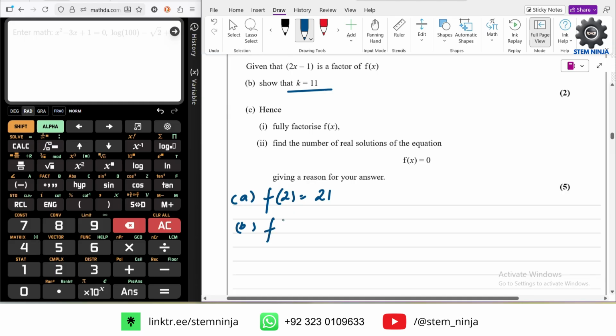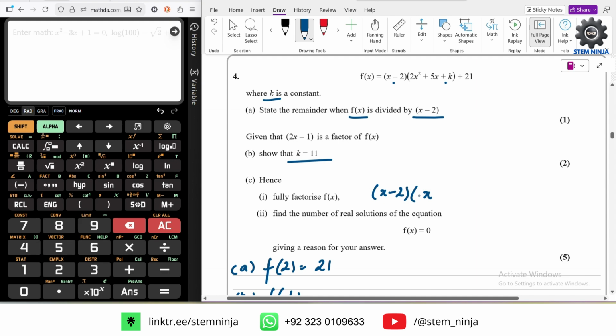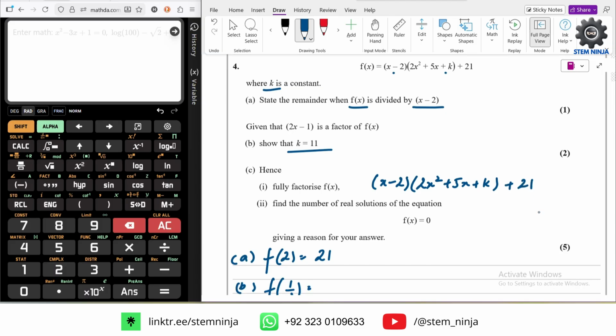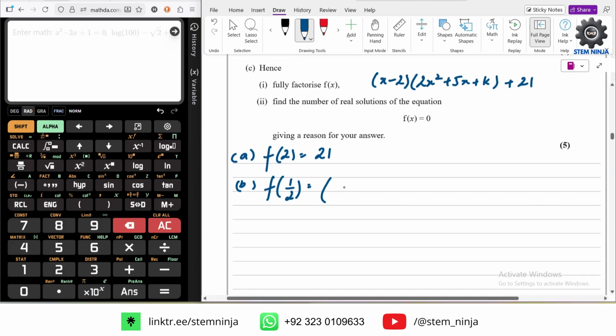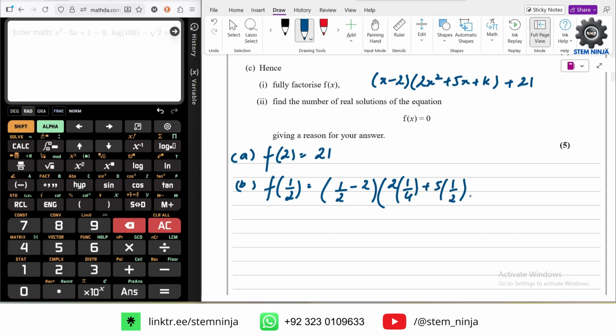So that means when you're doing f of 1 over 2. Just to write over here, (x minus 2)(2x squared plus 5x plus k) plus 21. So this is 1 over 2 minus 2, times 2 times 1 over 4 plus 5 times 1 over 2 plus k, plus 21.